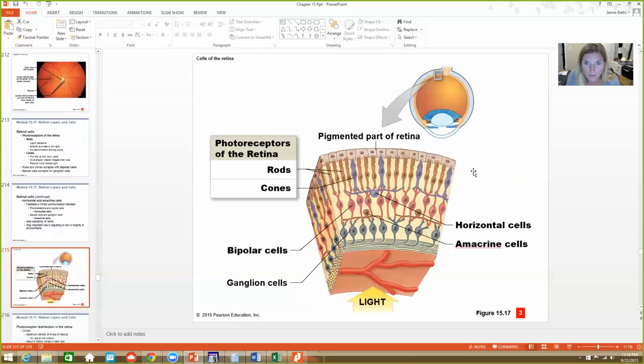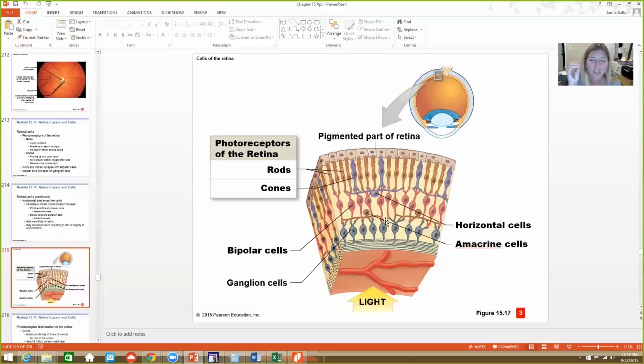Here's the picture I'm referring to. Pigmented layer in the back. Then you have your rods and cones. Then you have the bipolar cells. The bipolar cells synapse with the ganglion cells, and these ganglion cells, you can see this blue stuff all forming together to make that optic nerve. So the horizontal cells are inhibiting or facilitating communication with the rods and cones and the bipolar, and then the amacrine cells are facilitating or inhibiting communication here.